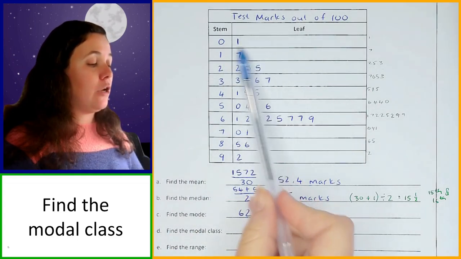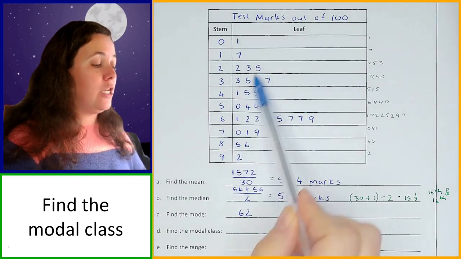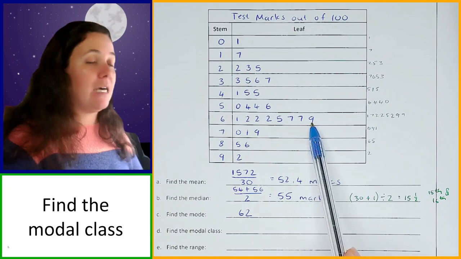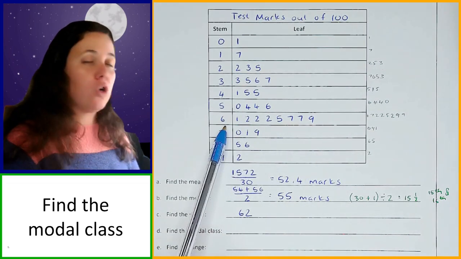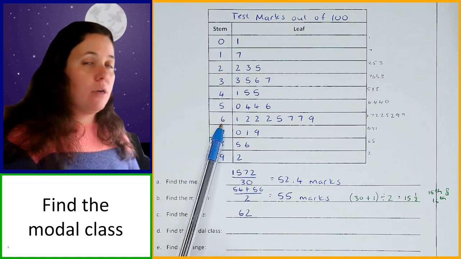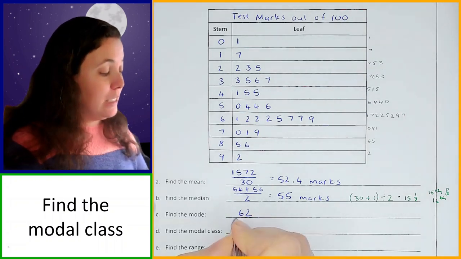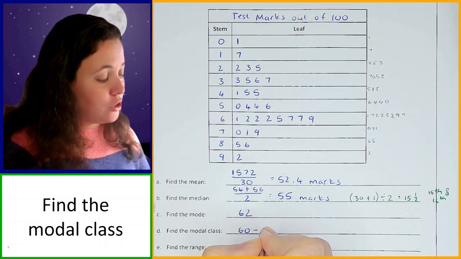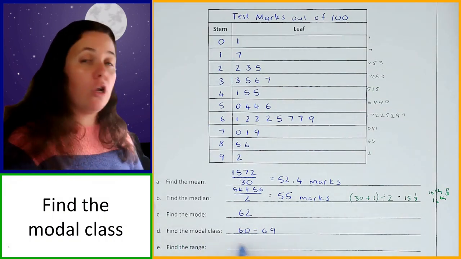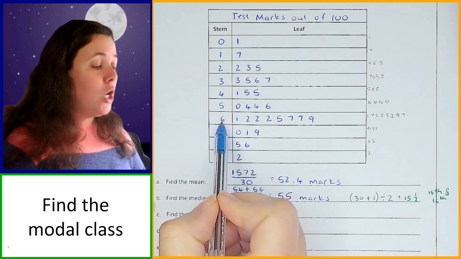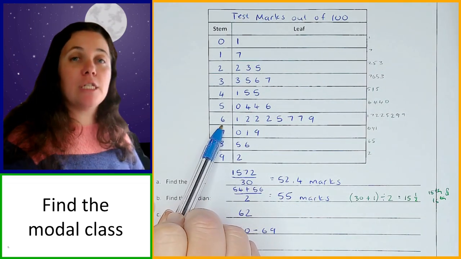So if you look at this stem and leaf plot, you can see that this one has more than any of the others. So this is the one that has the highest frequency. This is our modal class, but now what do we call it? I can't call it 6, because the 6 doesn't just mean 6. The 6 means the interval from 60 to 69. So when you're doing the modal class from a stem and leaf diagram, you have to say what that means. And in this case, it means 60 to 69.